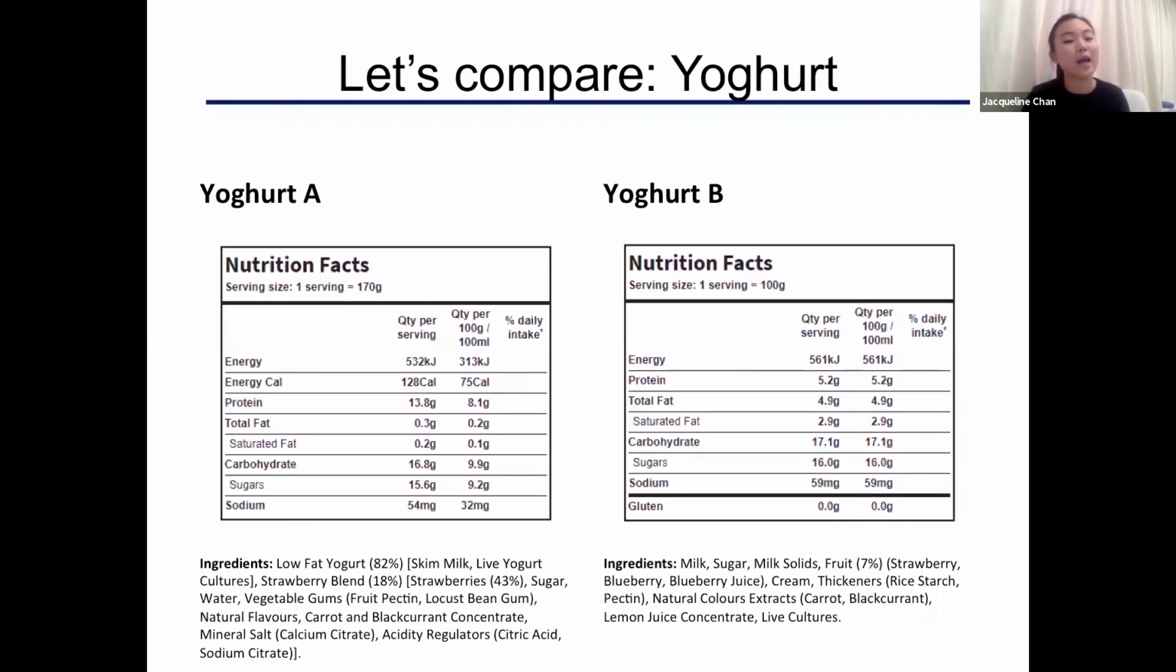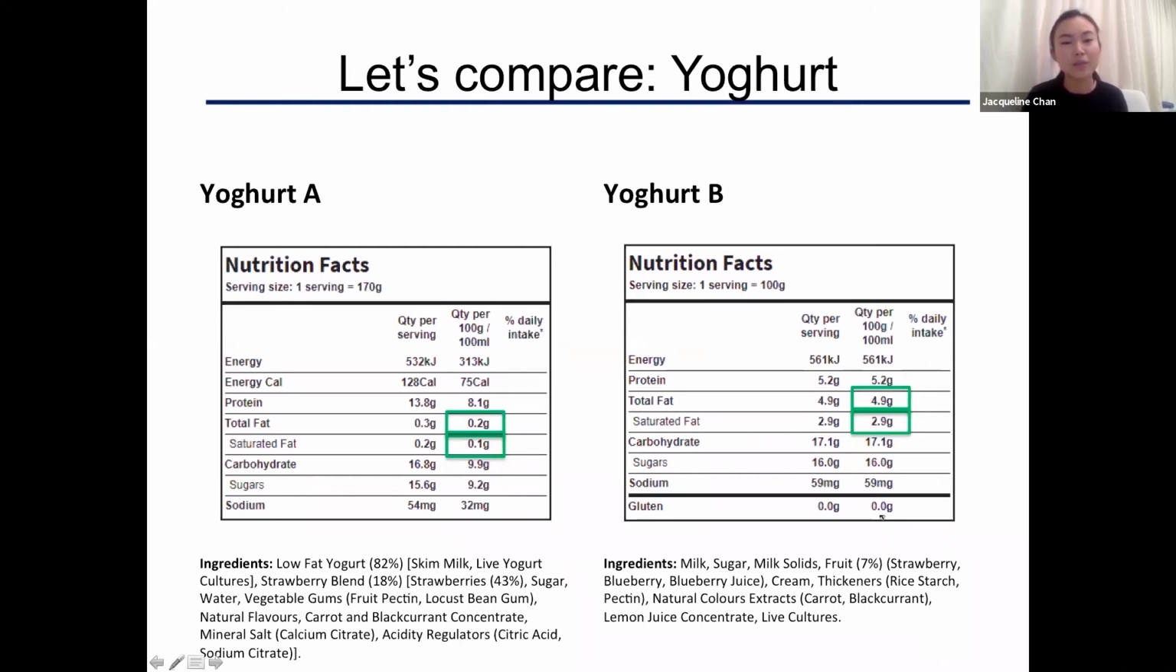So let's have a look at the nutrition information panel. Going through our 5 label reading steps, step 1 is to have a look at fat. We can see that both yogurt A and yogurt B meet our criteria of under 10 grams of total fat and under 3 grams of saturated fat.